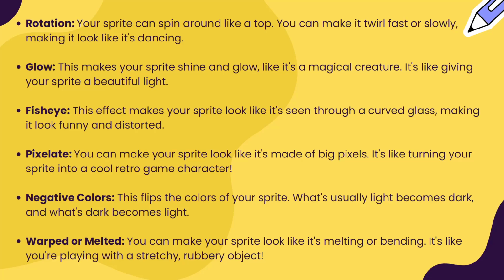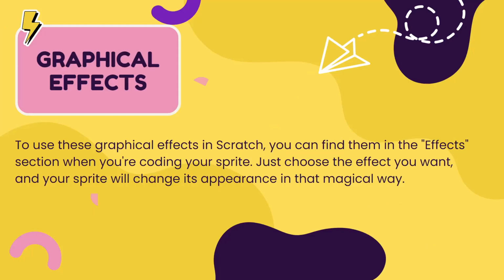When you take negative colors, what's usually light becomes dark and what's dark becomes light. You can do the opposite thing, wrapped or melted. So like you can make it stretchy, rubbery, bending. I want you to read all this while you're watching this video. Pause it and try to read and understand what we are doing. Once you read this and when you try these magical graphical effects in Scratch, it will be very relatable.